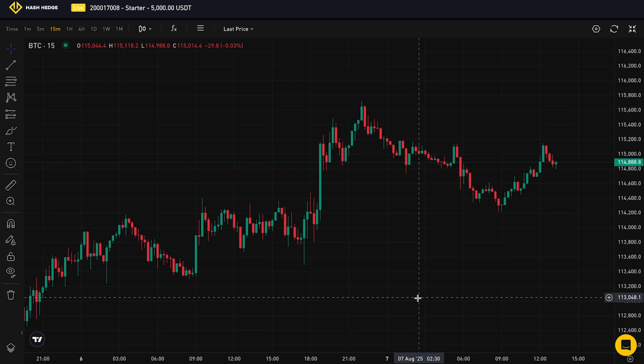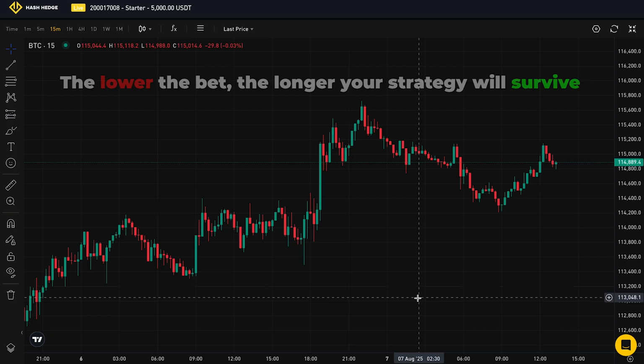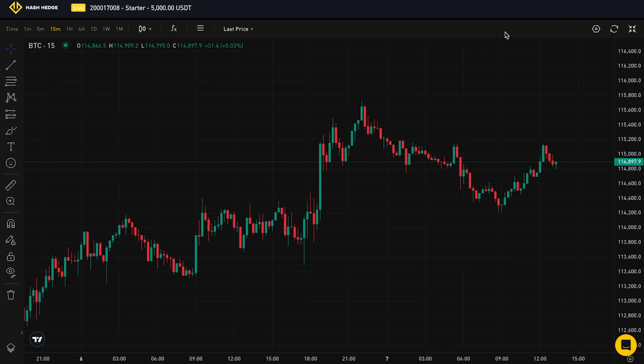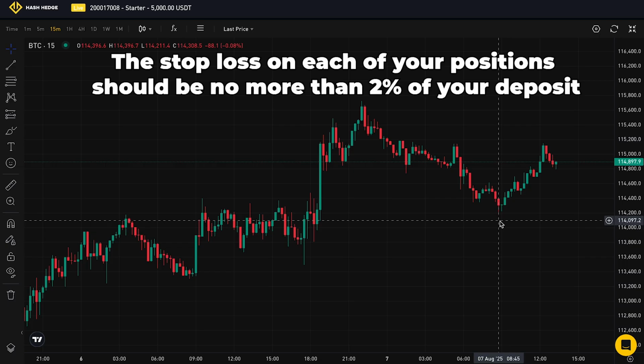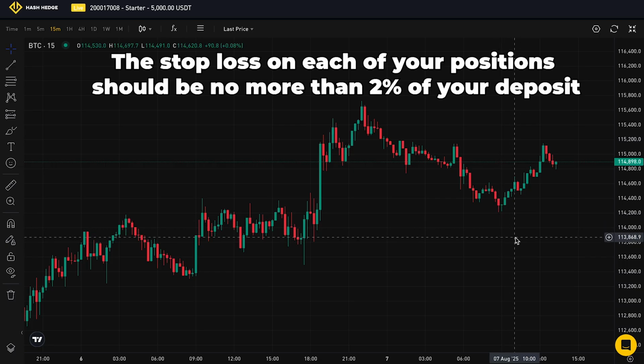And in general, it seems intuitively that if the deposit is small, in order to grow it, you need to make big bets and get some substantial profit as soon as possible. But the reality is that the lower your bet size, the longer you will be able to use your strategy and make a profit. I think many of you have heard about the famous 2% rule, that the stop loss on each of your positions should be no more than 2% of your deposit.